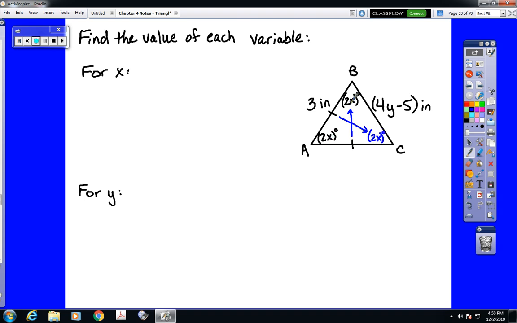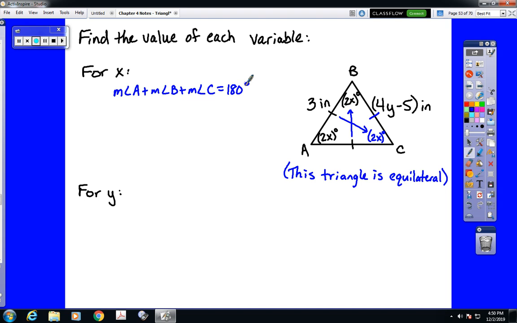And if all 3 of our angles are 2x degrees, all 3 of our sides must be congruent. So in fact, this triangle is both equilateral and, because it's equilateral, also equiangular. So to solve for x, we are going to use the angle sum theorem again. Measure of angle A plus the measure of angle B plus the measure of angle C equals 180 degrees. To set up the equation, 2x plus 2x plus 2x equals 180.